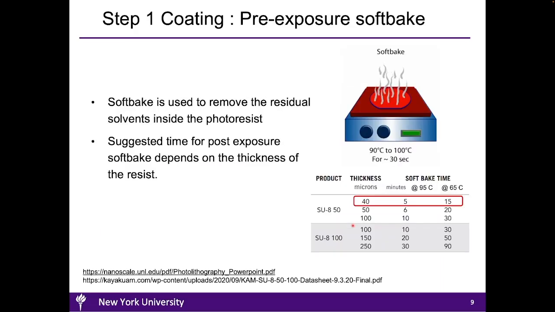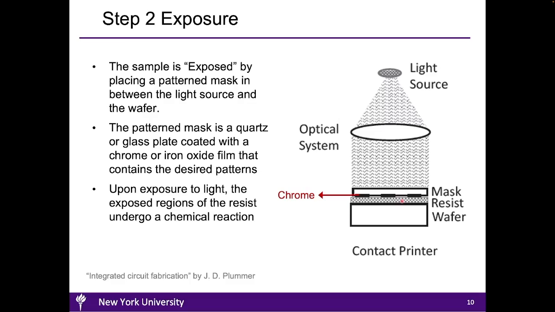After coating the wafer with the resist, a brief baking process is performed prior to the exposure. The reason for this baking step is to remove the residual solvent inside the photoresist. Manufacturers provide instructions in the product manual for performing this step. For example, the suggested time for performing the soft bake on a 40 micron thick SU850 at 95 degrees Celsius is about 5 minutes.